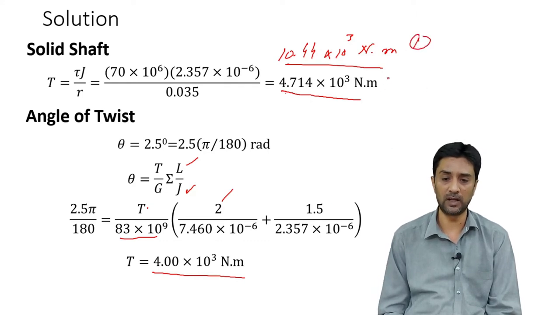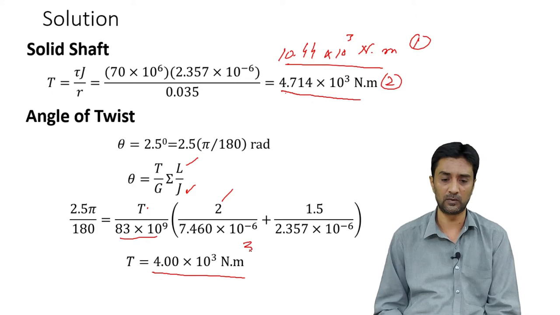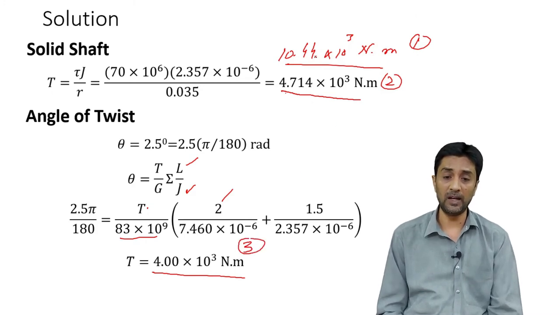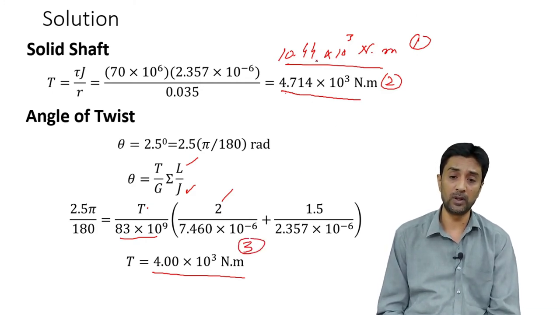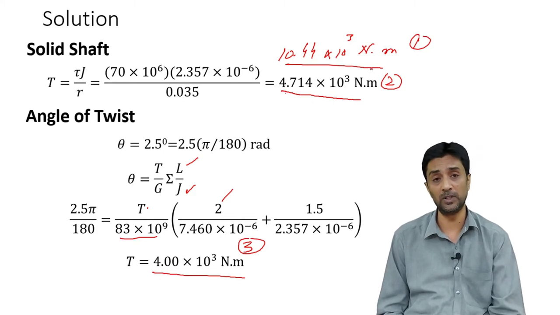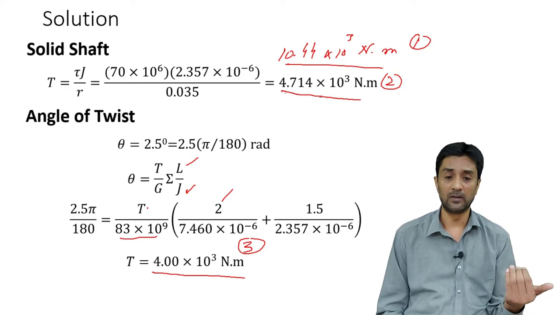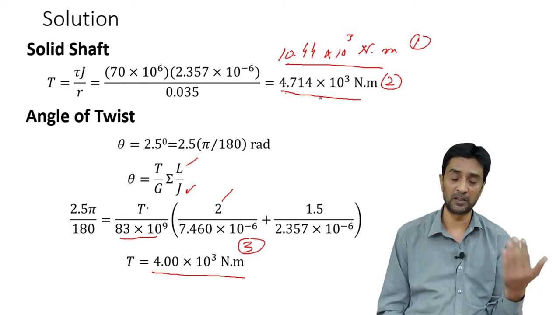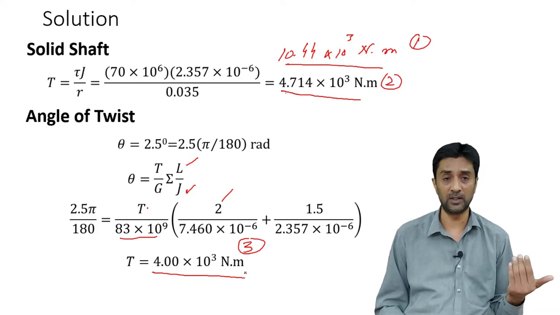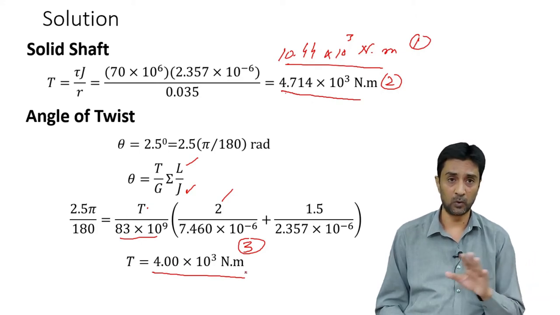One is this one, the other is this one, and the third one is this one. So if you apply a torque of 10.44 into 10 raised to the power 3 Newton meter, you would be safe for a hollow shaft. But you would not be safe. The maximum shearing stress would exceed in the solid shaft. The angle of twist would exceed in the composite, in the whole assembly.